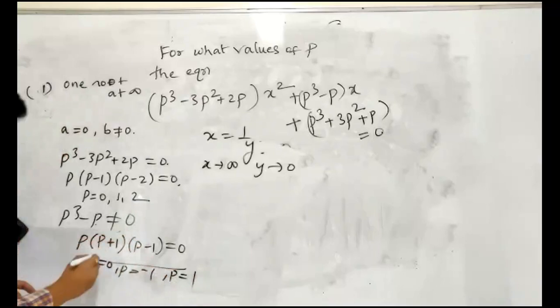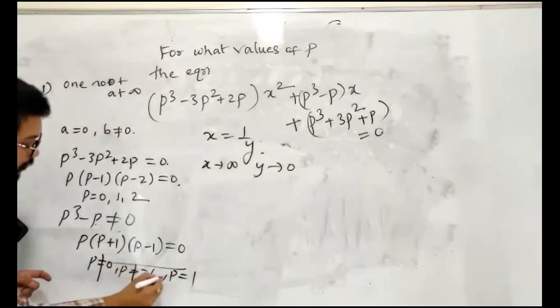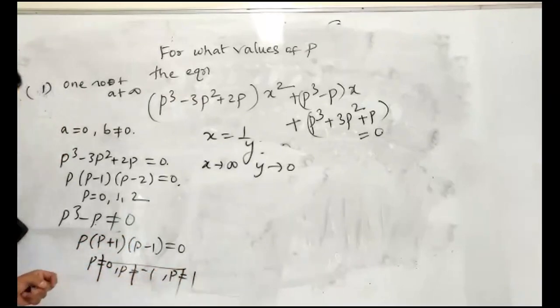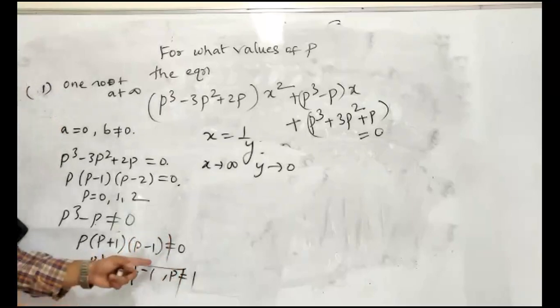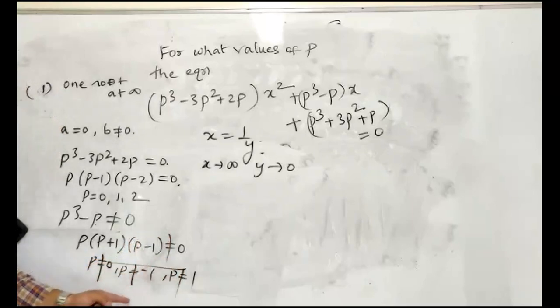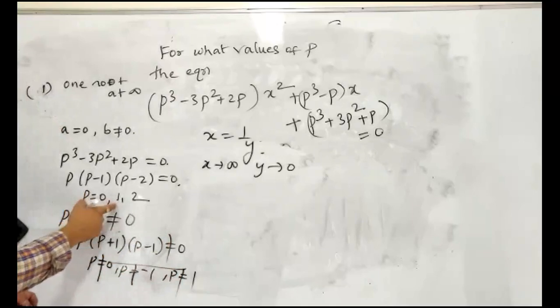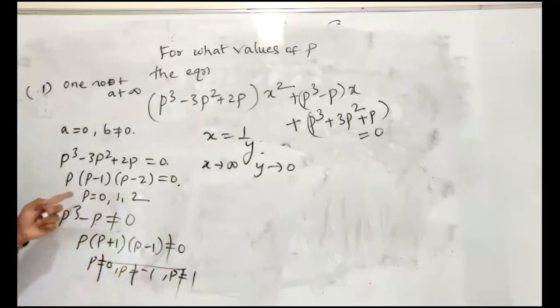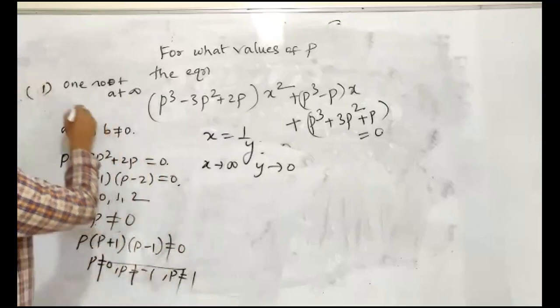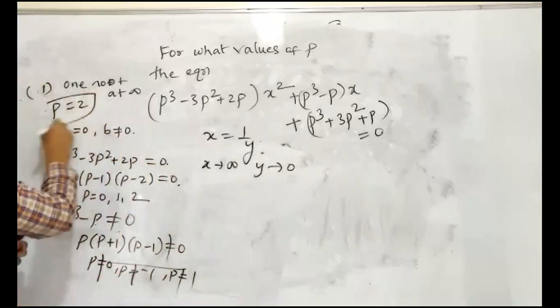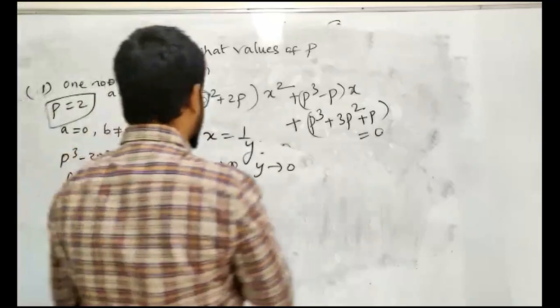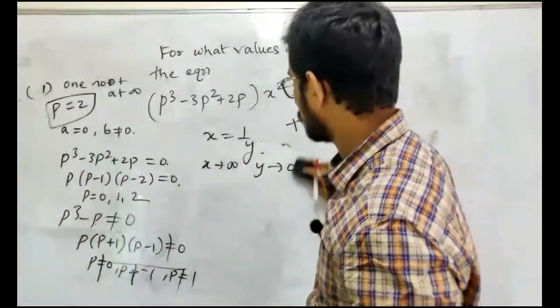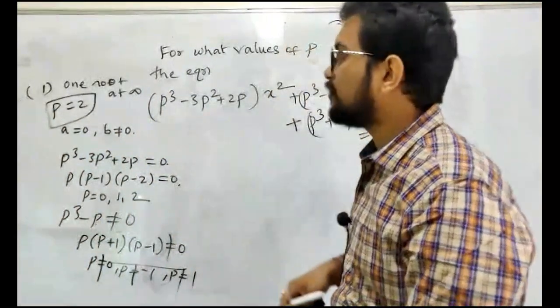Now p must not be equal to 0, p must not be equal to minus 1, and p must not be equal to 1, as this is not equal to 0. It's not equal to 0, so this condition must come. So what is the final value which you get? Only this must be satisfied. As only this must be satisfied, your first answer will be p is equal to 2.